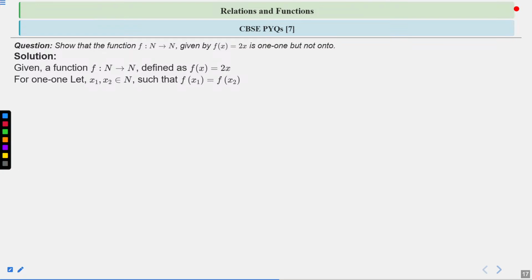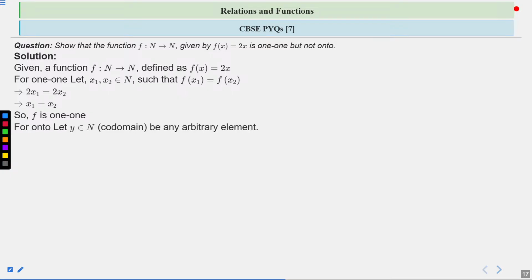For one-one, let x1, x2 belong to N such that f(x1) is equal to f(x2). Therefore, we can say that 2x1 is equal to 2x2. Therefore, we can say that x1 is equal to x2. So f is a one-one function, right? Because we have proved that if f(x1) is equal to f(x2), then x1 is equal to x2.